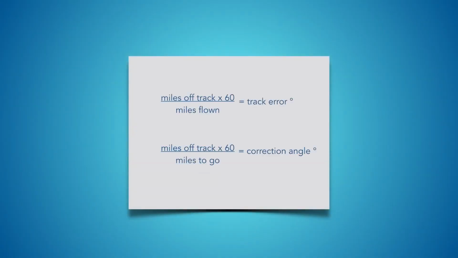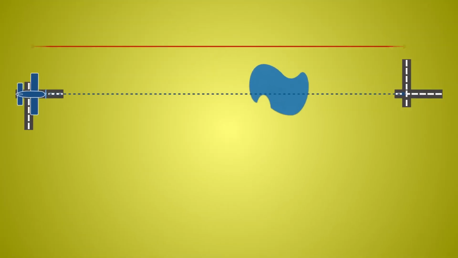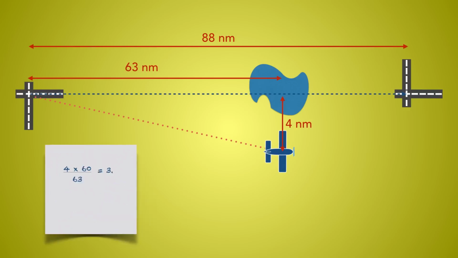In trickier situations, you may use these equations to obtain your track error and correction angle. In this final example, you planned a direct flight that is 88 miles long. The lake is 63 miles out from home, and you find yourself 4 miles off track to the right of the lake. By using the 1 in 60 equation, you determine that your track error is 3.8 degrees, which you round off to 4 degrees to the left.